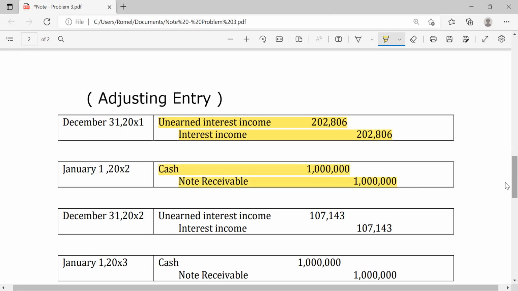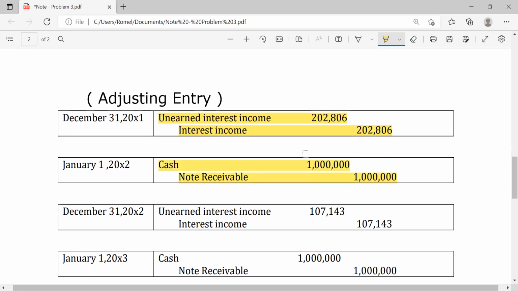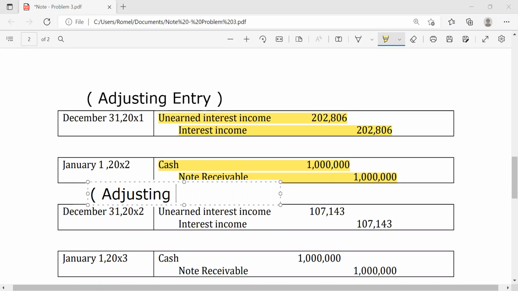So this is for the second installment collection. And then for December 31, 20X2, we need to journalize again. We need to journalize an adjusting entry to recognize interest income because time already passed by. Dumaan na yung isang taon for 20X2. Because of that, we need to recognize interest income. So what is our journal entry here? Debit unearned interest income, 107,143. And we will also credit interest income, 107,143.